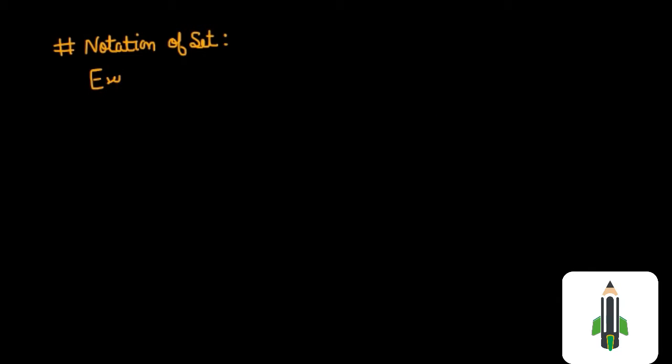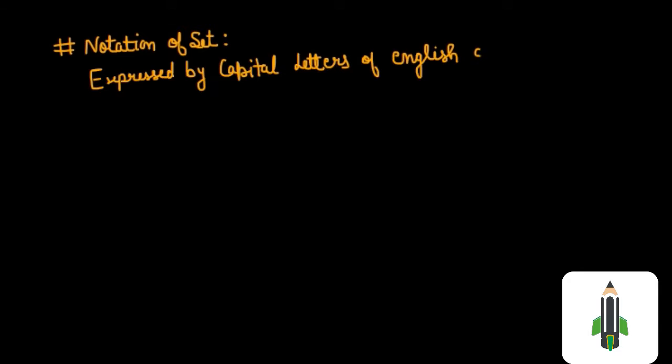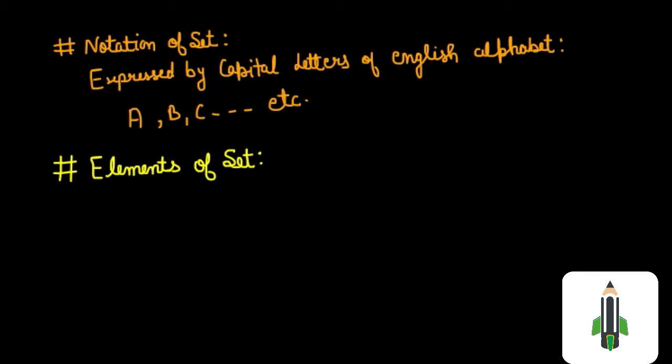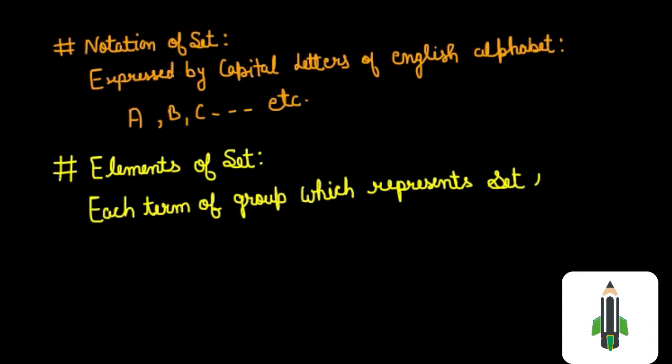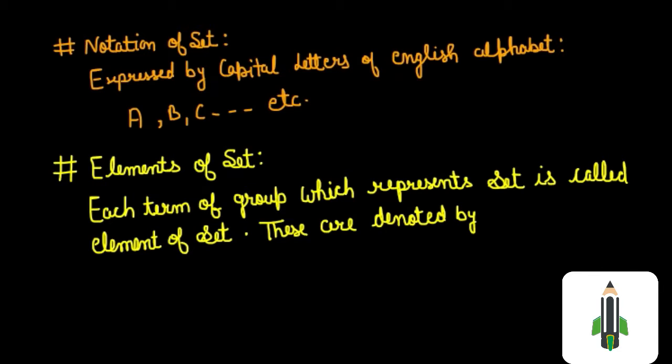In this video, we are going to learn about notation of set and elements of set. Now, notation of set is expressed by capital letters of the English alphabet, that is, capital A, capital B, capital C, etc. And elements of set: each term of the group which represents a set is called an element of the set. These are denoted by small letters of the English alphabet, such as small a, small b, small c, x, y and z.